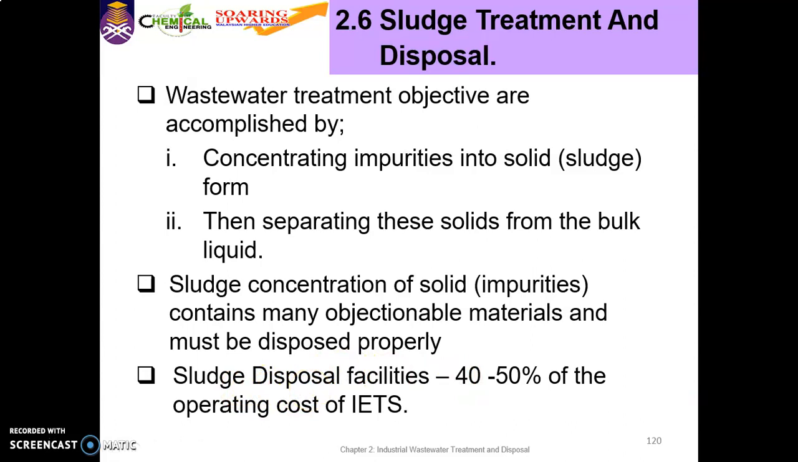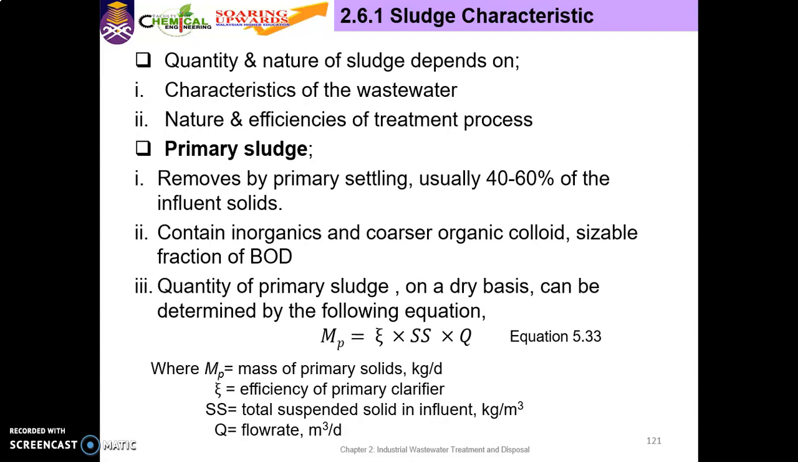Because disposing of sludge is a bit costly. And for primary sludge, it can be removed by primary settling. This is the equation used to calculate the mass, and also involves efficiency, suspended solids, and flow rate. M equals E S S Q.